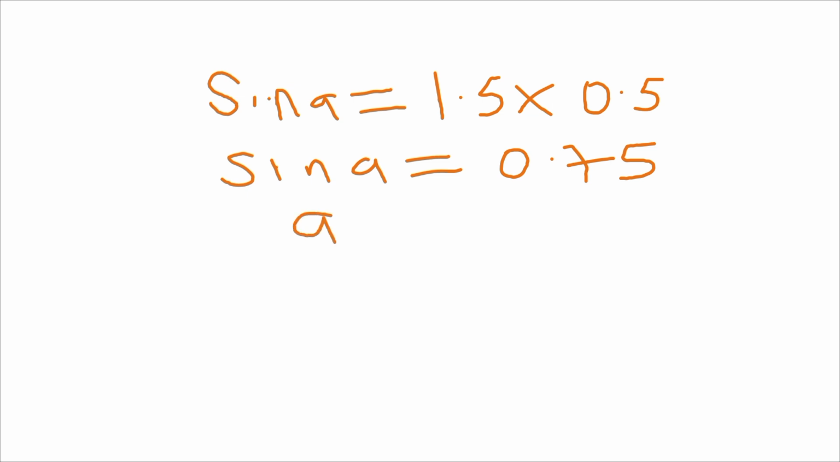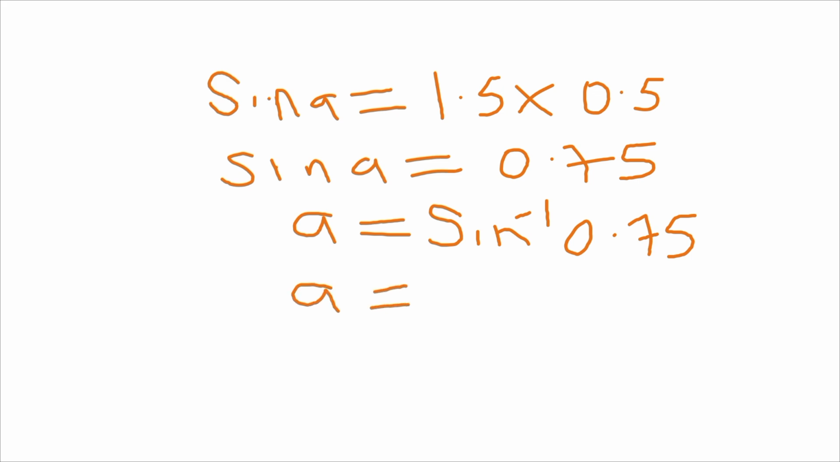So a will be equal to sine inverse, that is sine raised to power minus 1, of 0.75. And the sine inverse of 0.75 will give us 48.6. Now, do not forget that a from the beginning was taken as 60 plus x over 2. So let's continue in the next slide.